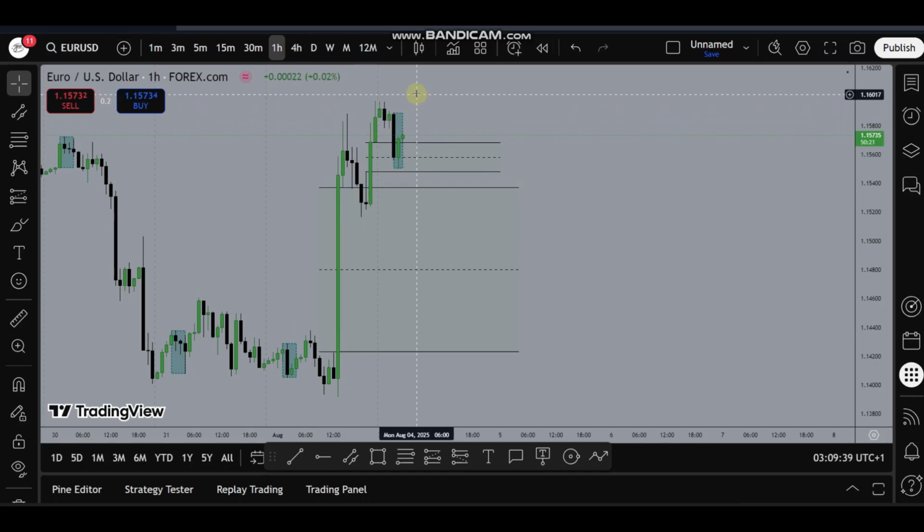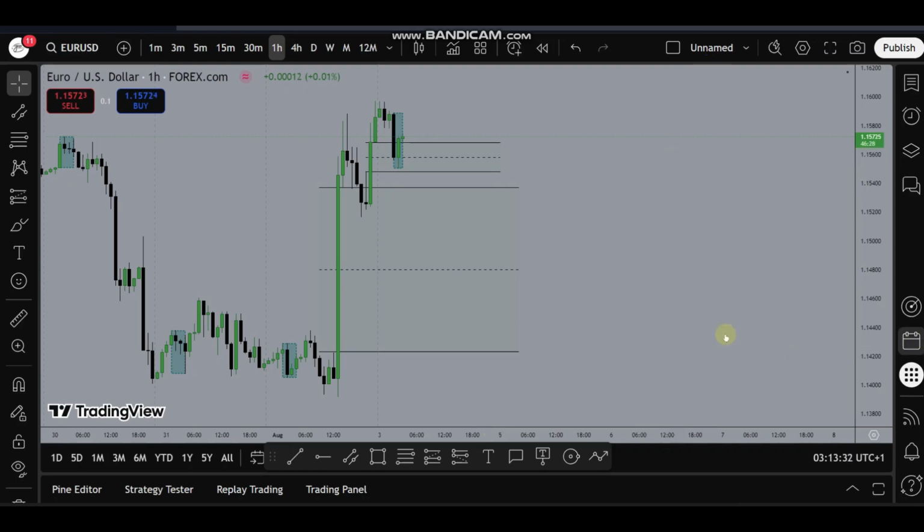Okay, so these are key levels in price. So price respects those key levels. They are sensitive to price. Price bounces off from them. Okay, so we're going to go to the next key level.